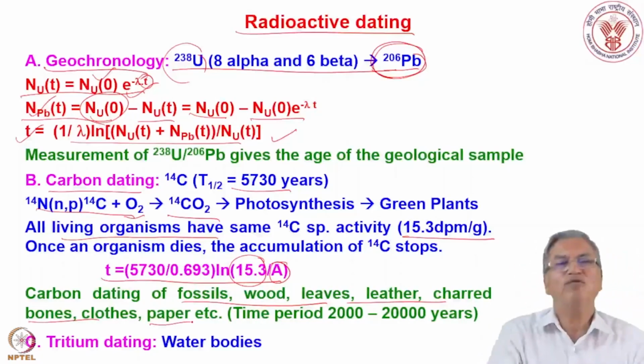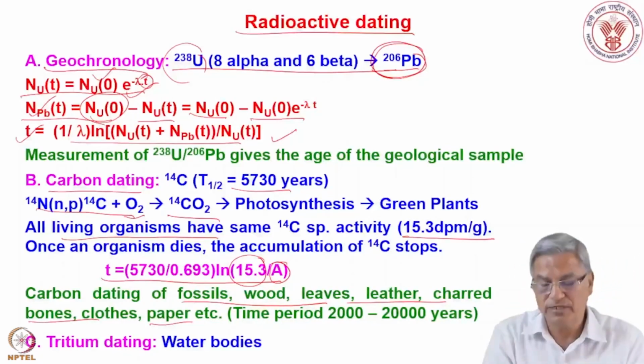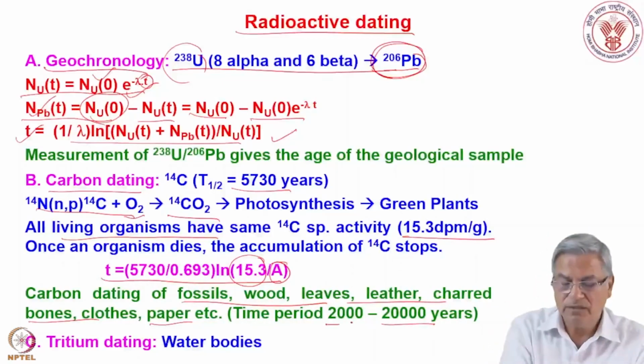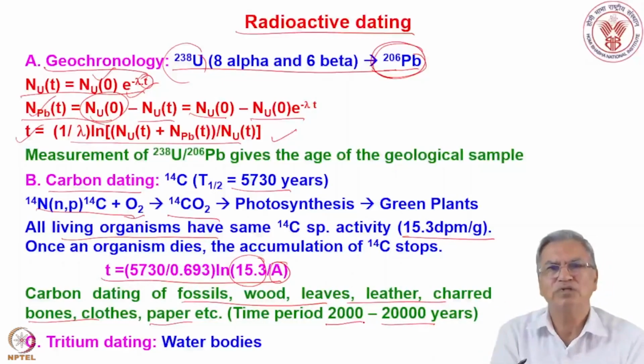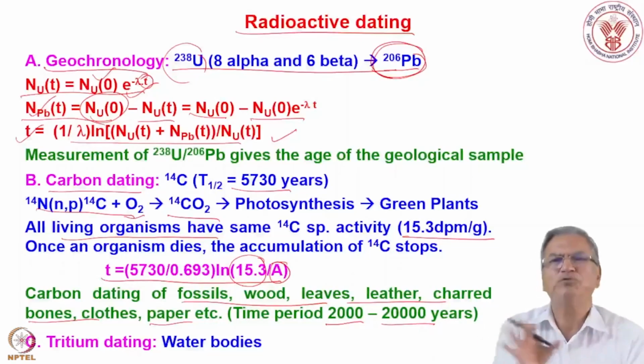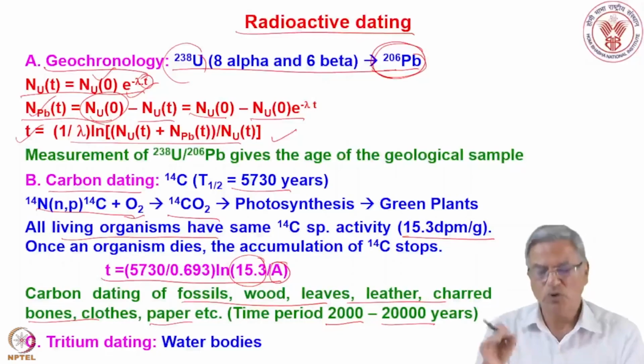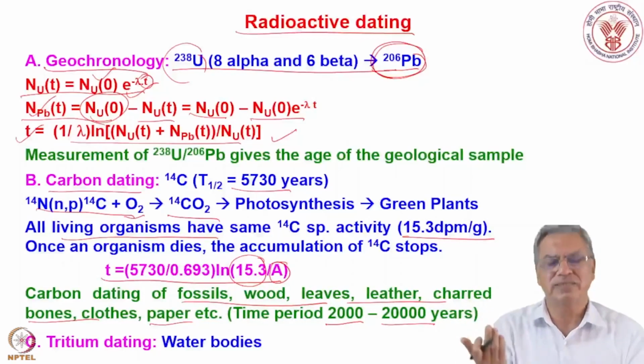Since the half-life of carbon 14 is 5,700 years, about 4 half-lives of carbon 14 is 20,000 years, and about half a half-life of carbon 14 is about 2,000 years. This is the time zone which you can scan using carbon dating. If you want to go beyond 20,000 years, there are other techniques.